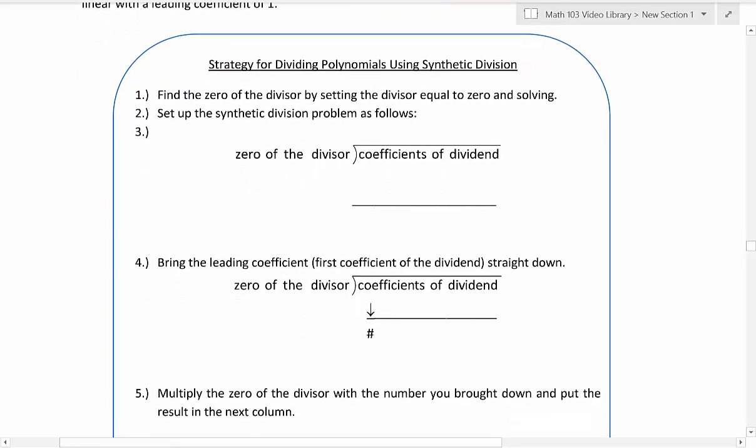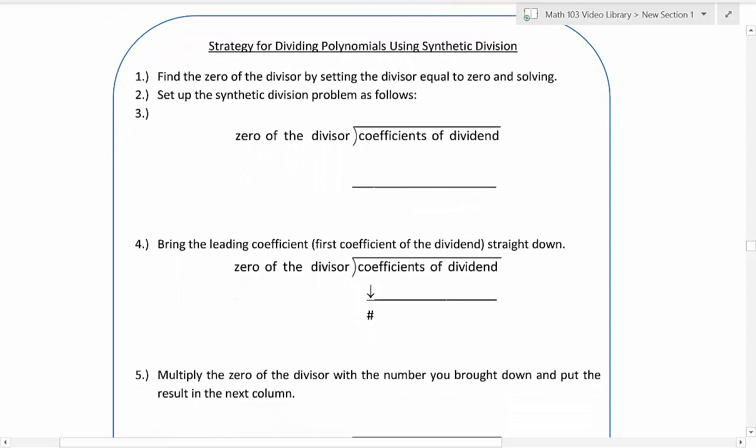We're going to start by going over the strategy for dividing using synthetic division. These steps are going to make a lot more sense once we actually do a problem, but let's go over them first. The first thing you need to do is find the zero of the divisor by setting the divisor equal to 0 and solving. Then we're going to set up the synthetic division problem as follows.